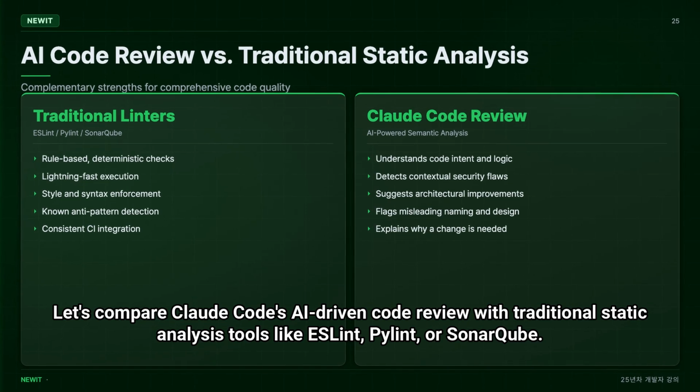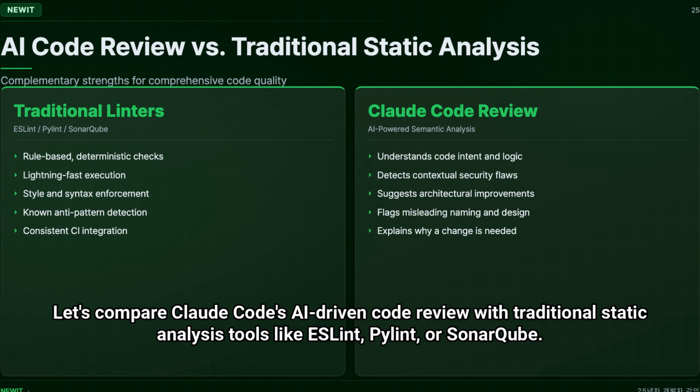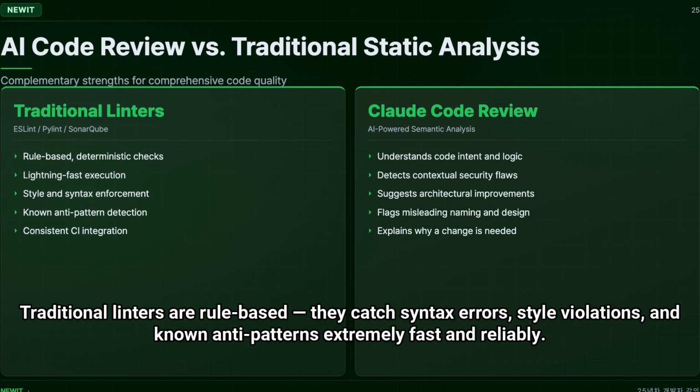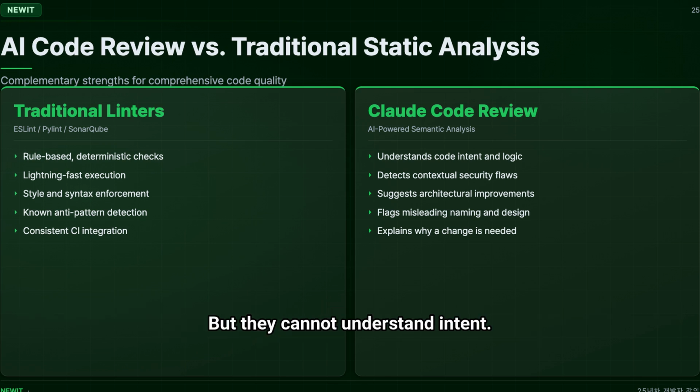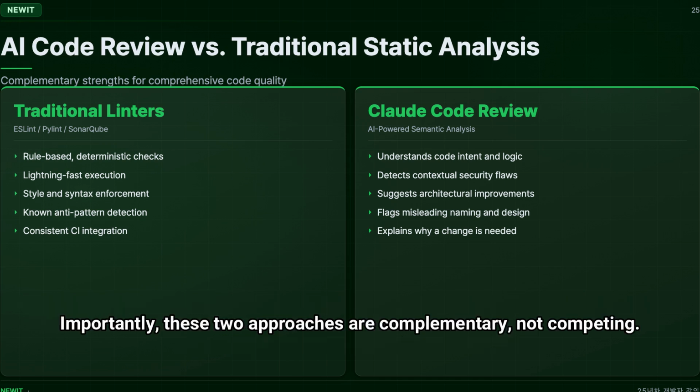Let's compare Claude Code's AI-driven code review with traditional static analysis tools like ESLint, PyLint, or SonarQube. Traditional linters are rule-based, catching syntax errors, style violations, and known anti-patterns extremely fast and reliably. But they cannot understand intent. Claude Code, on the other hand, reviews code semantically. It spots logic errors, identifies security vulnerabilities in context, flags misleading variable names, and suggests architectural improvements.